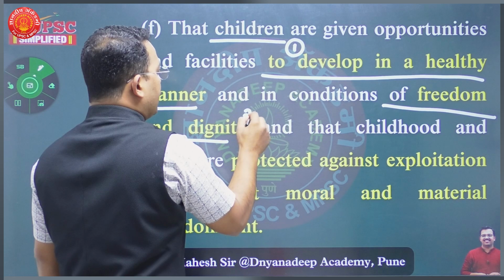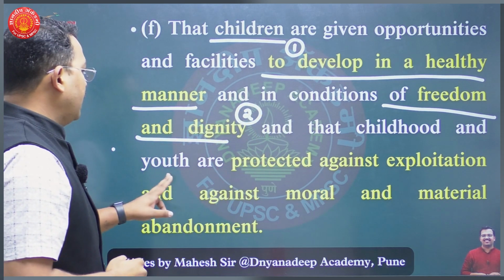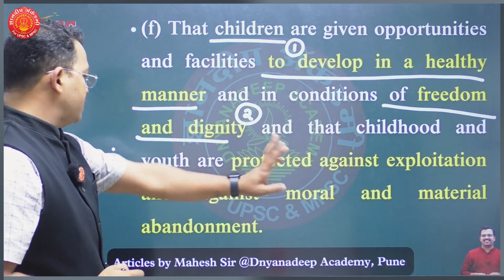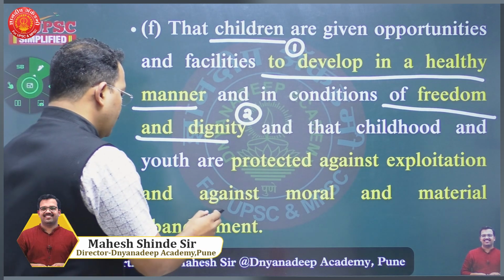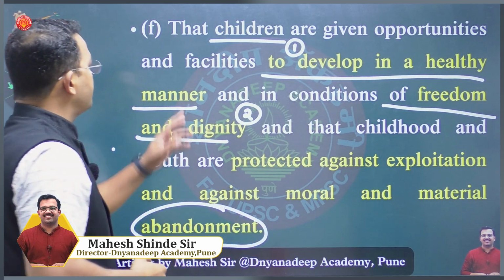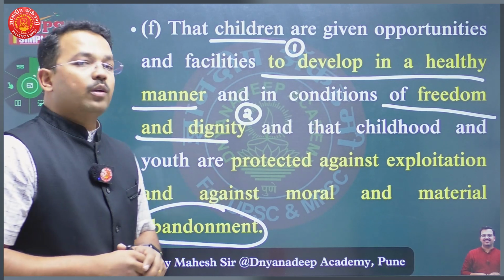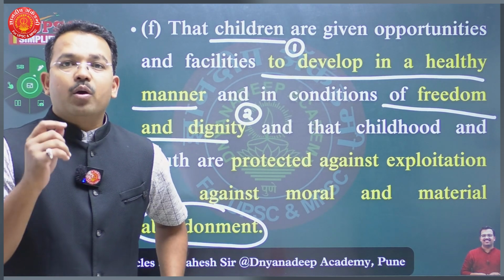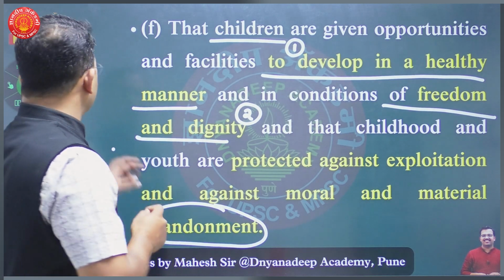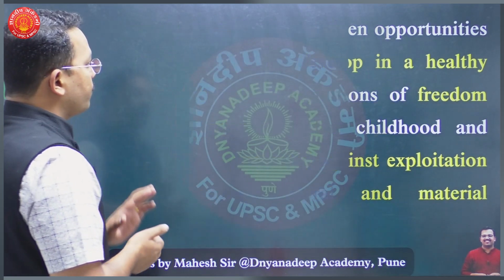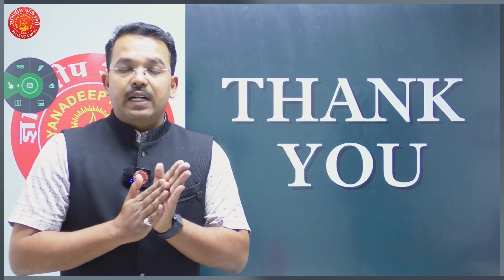It talks about freedom and dignity, and that children and youth are protected against exploitation and against moral and material abandonment. So the most important is F. It was added into the Indian Constitution by a Constitutional Amendment Act, the most important clause. So basically this is Article 39.